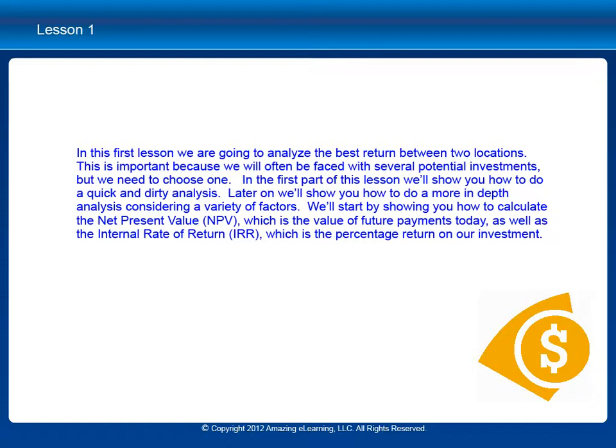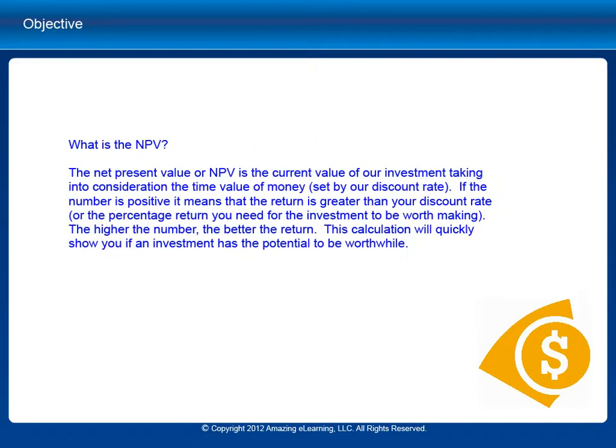We'll start by showing you how to calculate the net present value, NPV, which is the value of future payments today, as well as the internal rate of return, IRR, which is a percentage return on our investment. What is the NPV? The net present value, or NPV, is the current value of our investment, taking into consideration the time value of money, set by our discount rate.